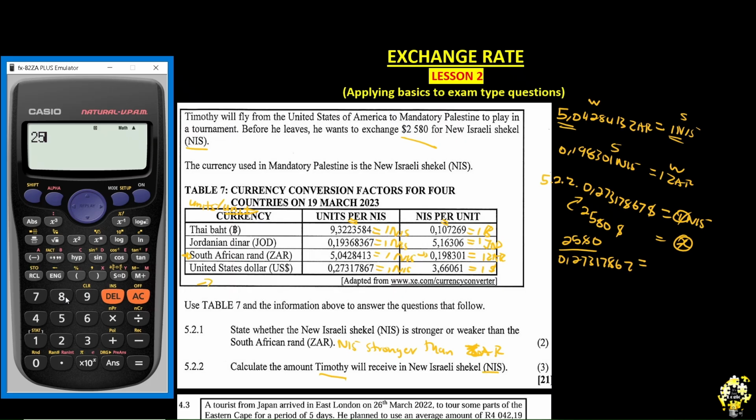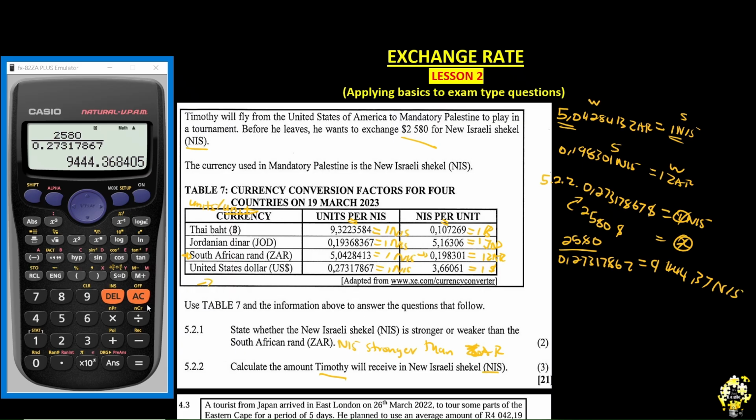Let's see what we get. When you say 2,580 and then you divide by 0.27317867, you actually get 9,444. Let's round it off to 2 decimal places. It will be 37 what? NIS. That's what you would get.